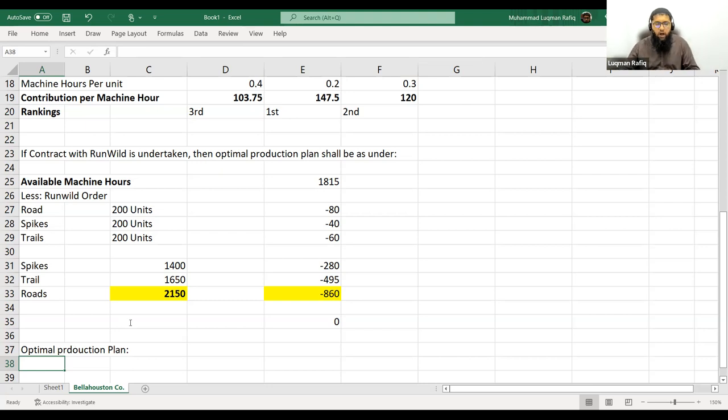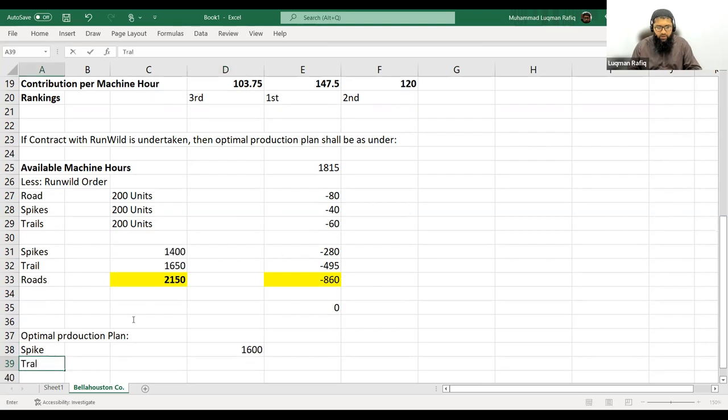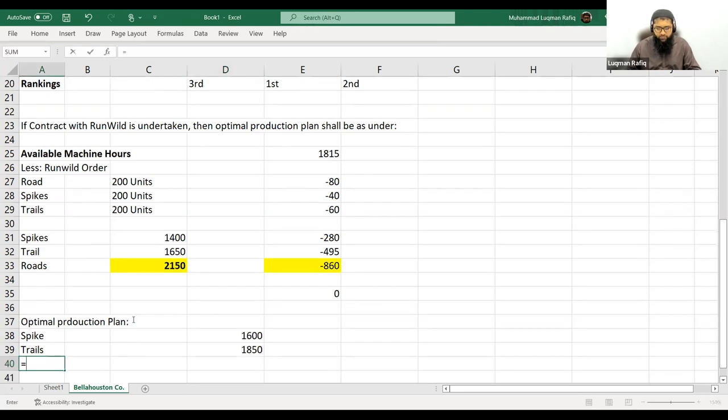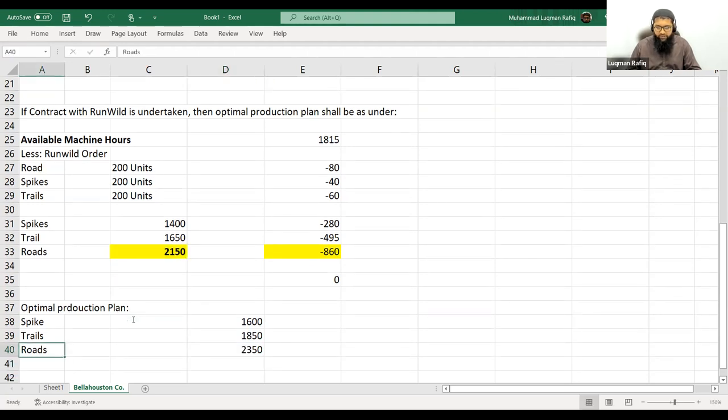The optimal production plan shall be: spikes are going to be 1400 plus 200, trails are going to be 1650 plus 200, and roads are going to be 2150 plus 200. That's how it is actually going to be. So that's the number of spikes, number of trails, and number of roads that you are actually going to produce.